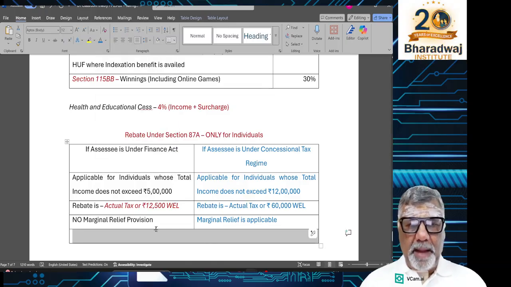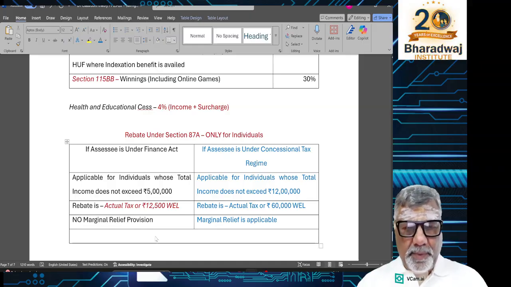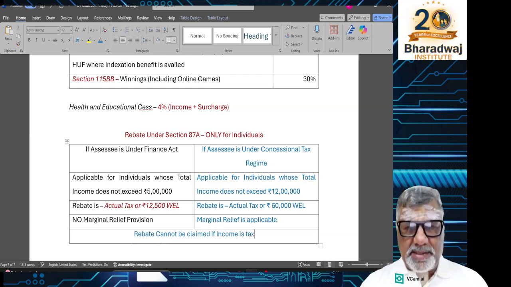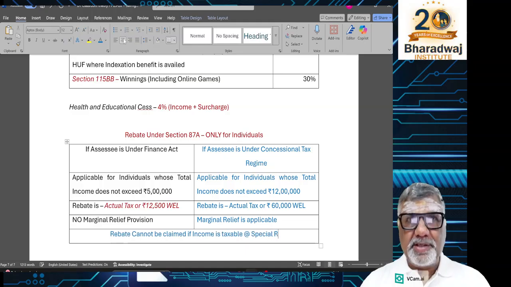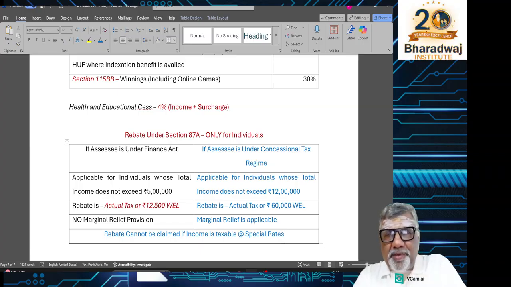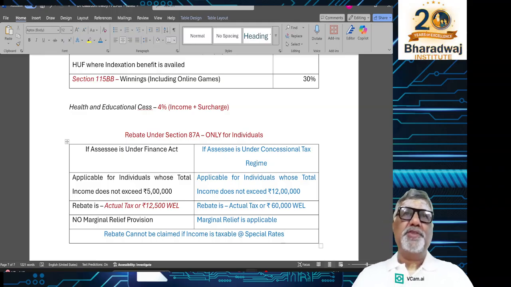This is one big amendment. Rebate cannot be claimed if income is taxable at special rates. Till last year, even if you are having winnings of 3 lakhs, 4 lakhs, you can claim rebate. Even if it's LTCG, but now rebate cannot be claimed from this year, be it under the Finance Act or under the concessional tax regime. No question of rebate if income is taxable at special rates.